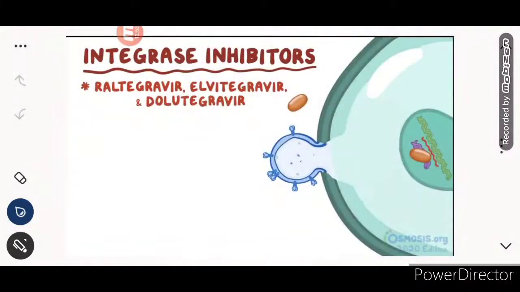So moving on towards the integrase inhibitors, that are raltegravir, elvitegravir, and dolutegravir. Okay, so tegravir is the suffix. They bind, here you can see this is the medication given, and instead of the integrase, first we saw the integrase was binding to the site and integrating itself into the host DNA.